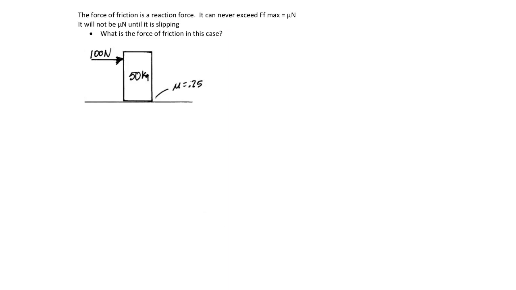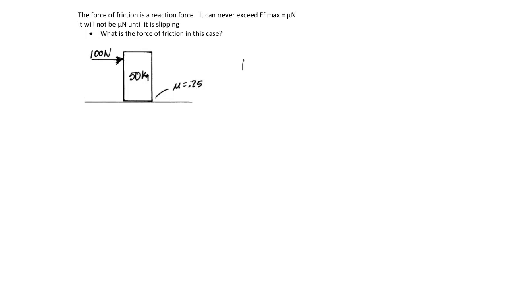So what is the force of friction really? We've talked about it being a reaction force, and it can never exceed the maximum force of friction, which is mu normal. But if it's not slipping, then it will be less than mu normal. So let's just look at this one really quickly. I'm pushing on this box with a 100 Newton force. It weighs 50 kilograms, and it's got a coefficient of friction of 0.25.